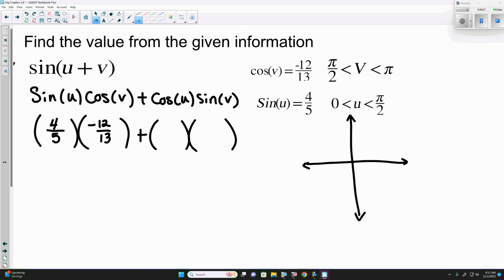Because with our cosine of v being negative 12/13, we know that the value of v, the angle, is between pi over 2 and pi. That's over here in quadrant 2, is where v is located. Let's get this color. This is where v is at.